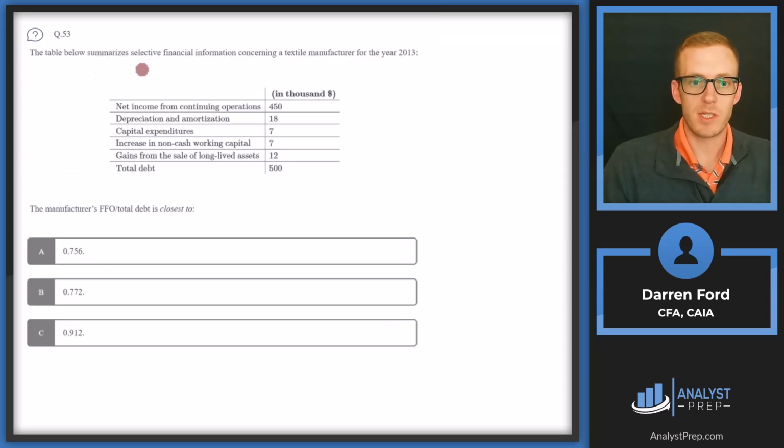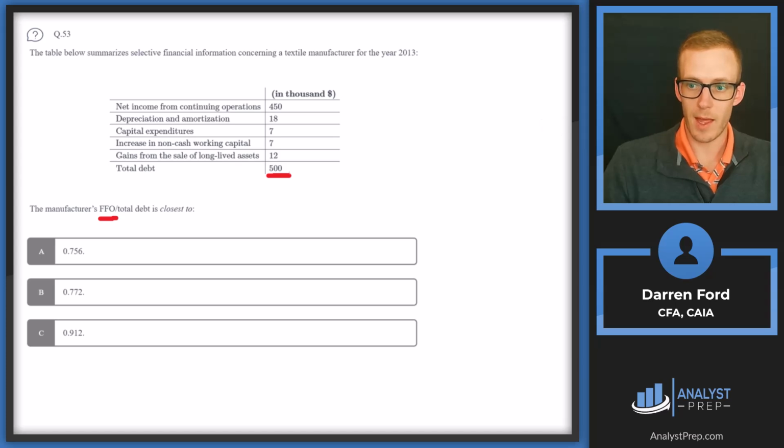Question 53. The table below summarizes selected financial information concerning a textile manufacturer for the year 2013. So we've got all the financial information here. Let's look at what we're asking for first. The manufacturer's FFO, so funds from operations to total debt, is closest to. So we're given total debt here, so we've got that for our denominator, so we need to calculate FFO.